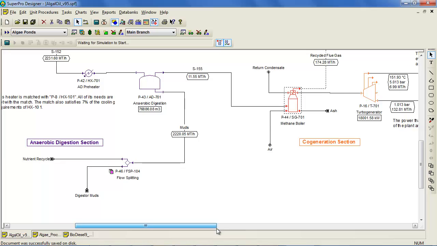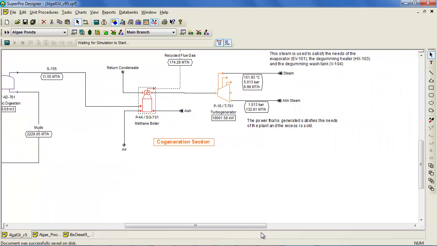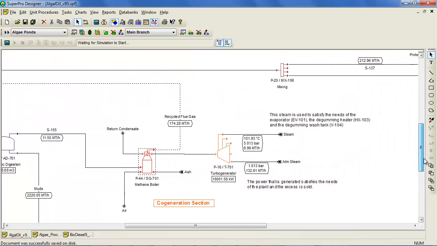Here, methane produced in the anaerobic digester is combusted within a boiler in order to produce high-pressure steam. The CO2-rich flue gas from the boiler is sent to the algae ponds to promote algae growth, while the steam is utilized to generate electricity in a turbo generator.